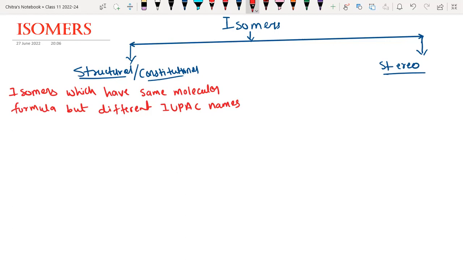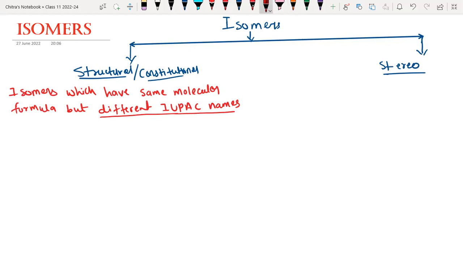You have to remember they have different IUPAC names. That's all about structural isomers, because in isomers we know they have the same molecular formula, but they have different IUPAC names. Now I'm going to write the definition for stereoisomers.